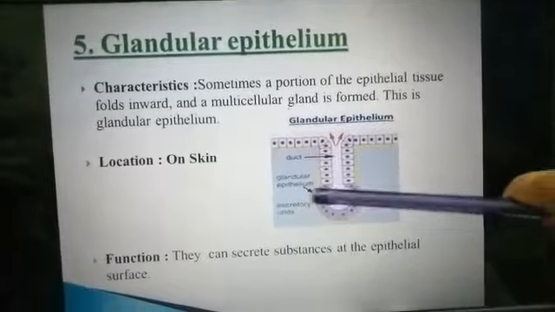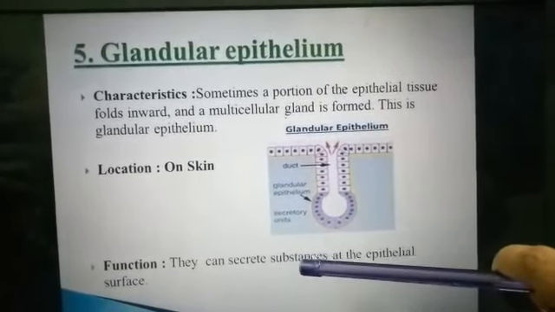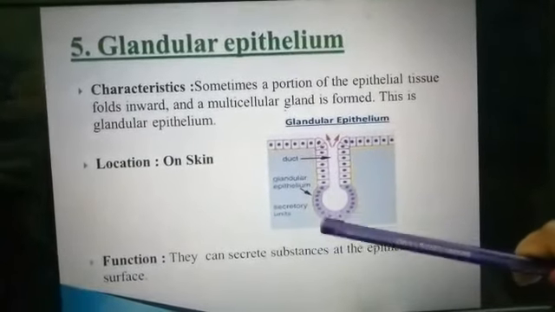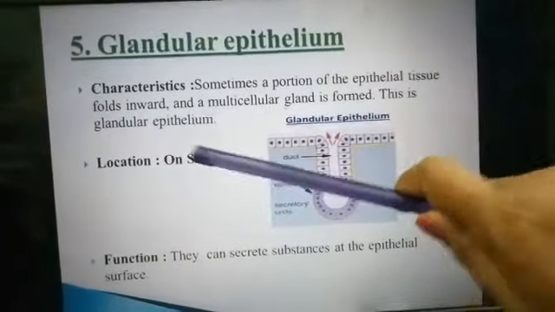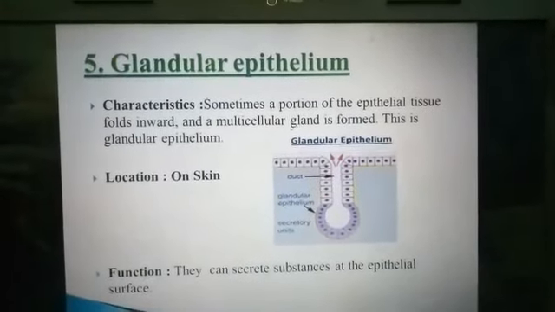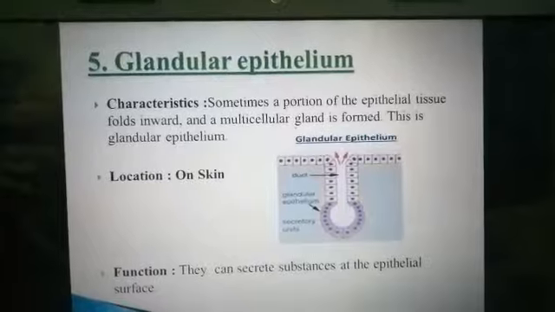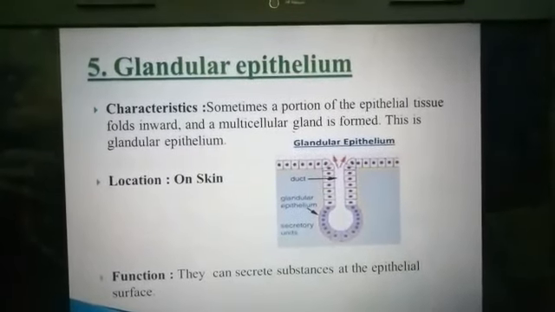And if there is a gland, then naturally they secrete some substance. If there is a sweat gland, then they secrete sweat, right? Then they are present on the skin. So all these glands are now clear to you. These are the 5 types of epithelial tissue.